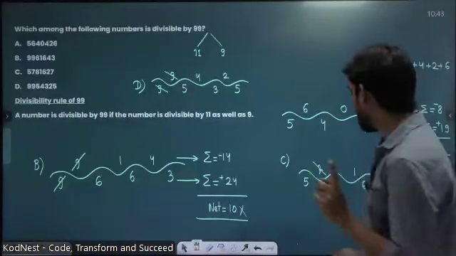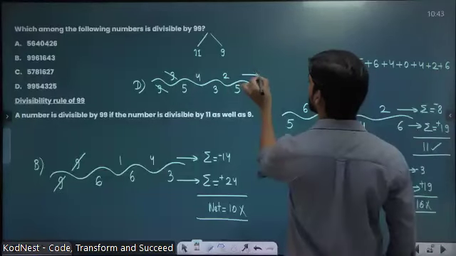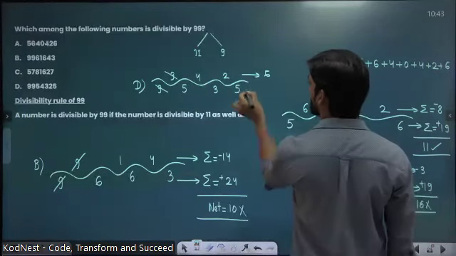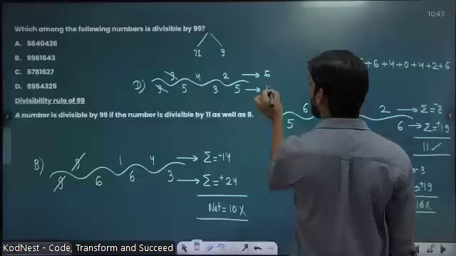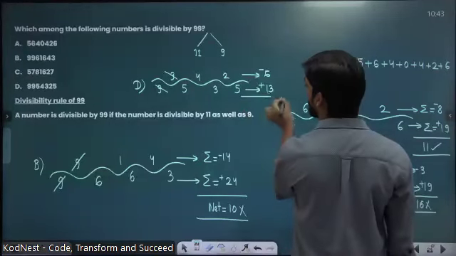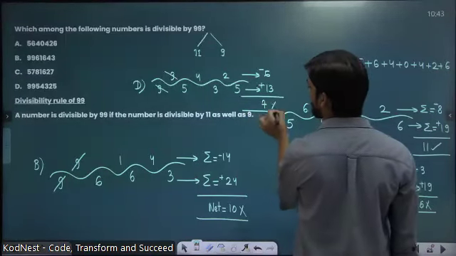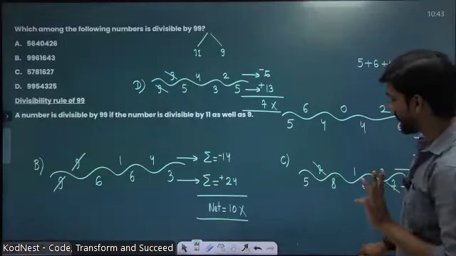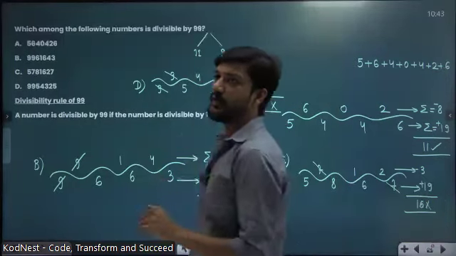No, this also is not divisible because here you will get 6, here you will get 13. So plus 13 minus 6 will give you 7. 7 is not divisible by 11. Okay.